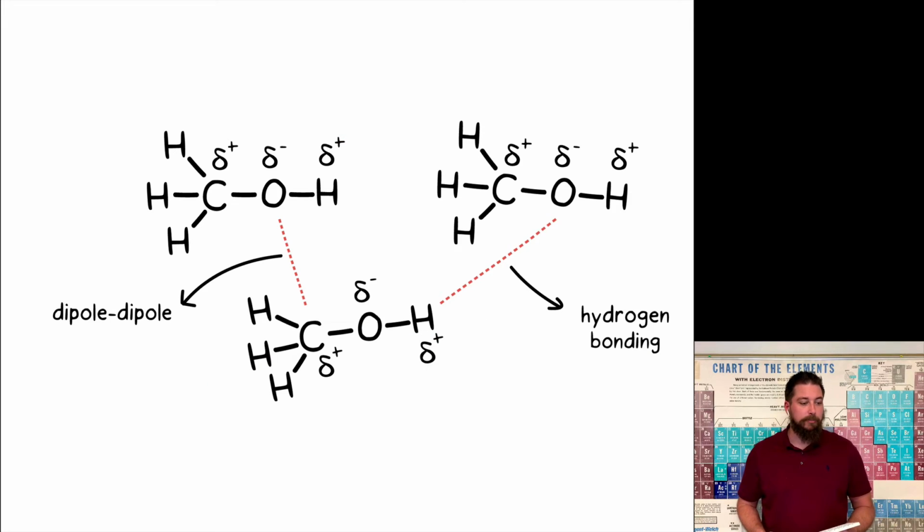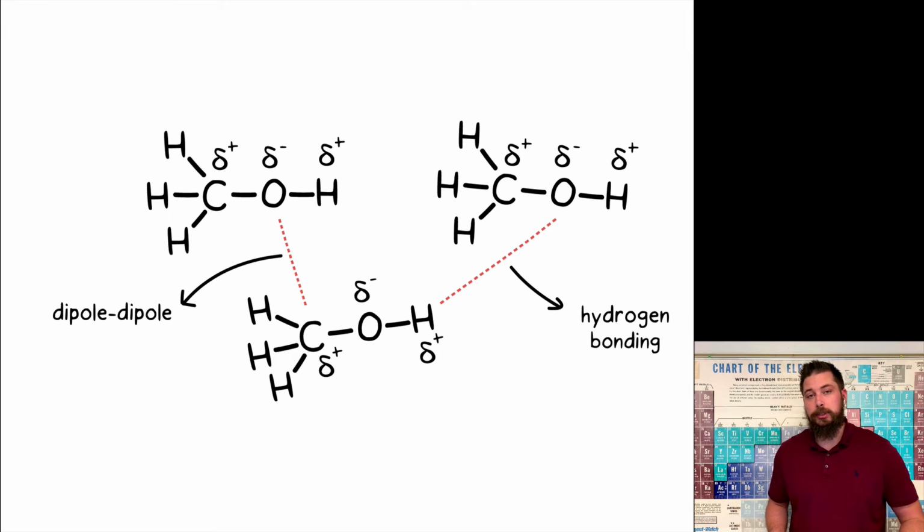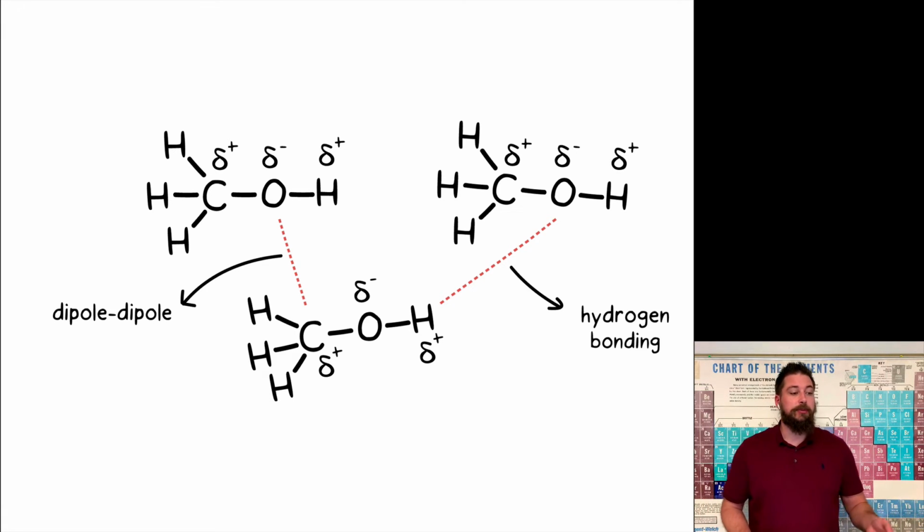All right, so this is a really great example of hydrogen bonding and dipole-dipole interaction. So notice these molecules here. Notice how there's the carbon is partially positive, the hydrogen is partially positive, and the oxygen is partially negative. Notice the red dots between the oxygen and the carbon. That's dipole-dipole interaction. The partial negative of the oxygen is attracted to the partial positive of the carbon.